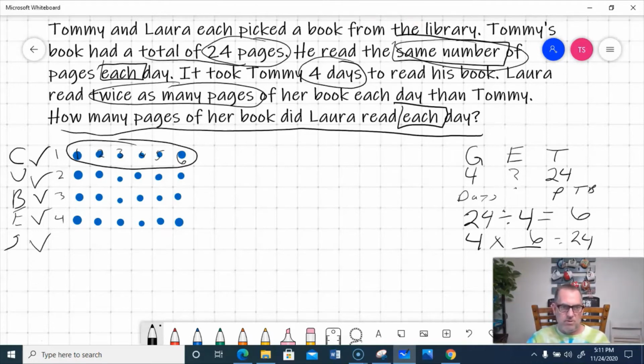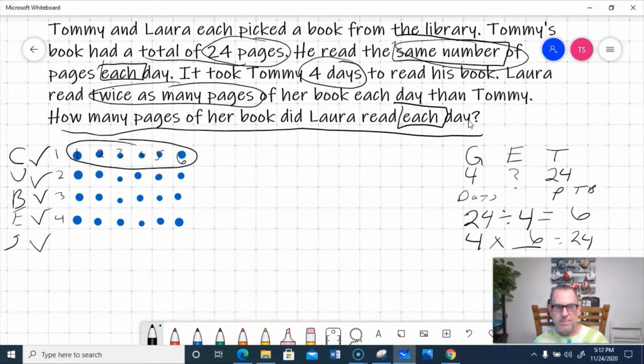Does that answer my question? So how many pages of her book did Laura read each day? So that doesn't answer my question. I can't stop right there. If this is a multiple choice question, chances are I bet 6 would be one of my answer choices. So I haven't solved my question yet.